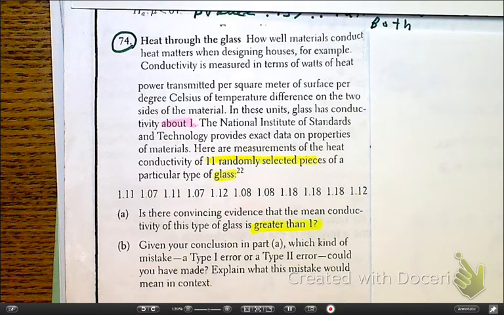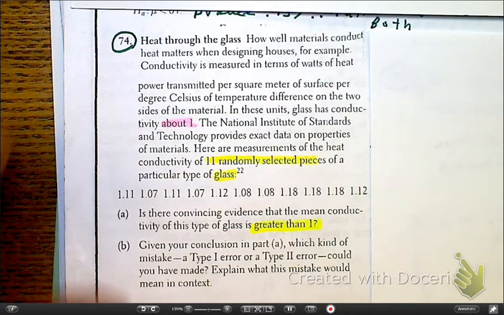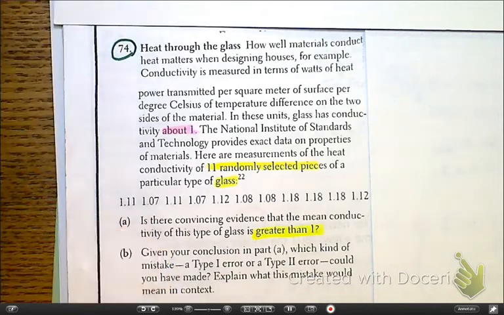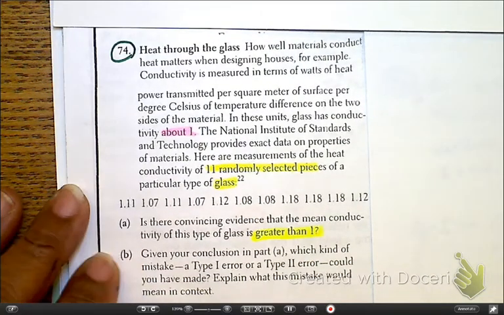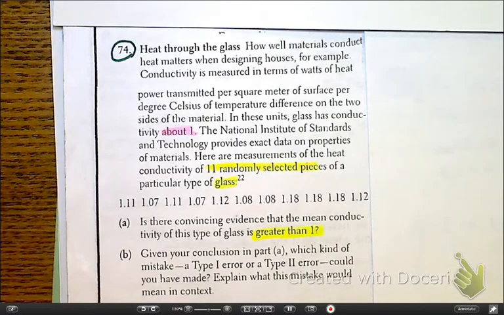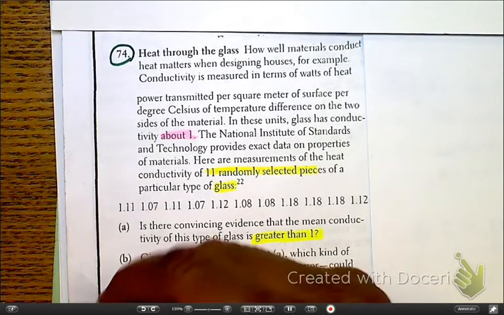Okay, so we did not have the opportunity to finish problem number 74. So please pull it out. I rewrote it so it could be a little bit more legible and made a few adjustments, but we'll see. So please take a moment to look at the scenario.